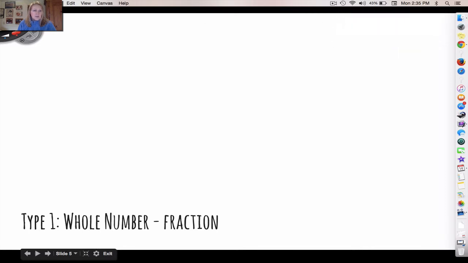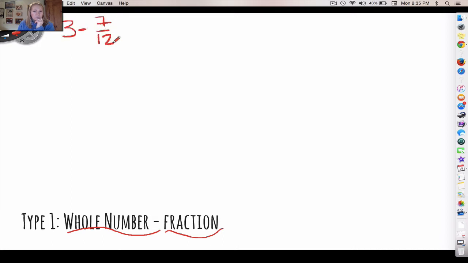The way that this is going to work is, let's say that we are given a whole number and a fraction. The whole number, let's say, is 3 minus 7 twelfths. So we want to figure out a way to rename this 3 to turn it into something that's a little bit more usable. So let's rename the integer as a mixed fraction.